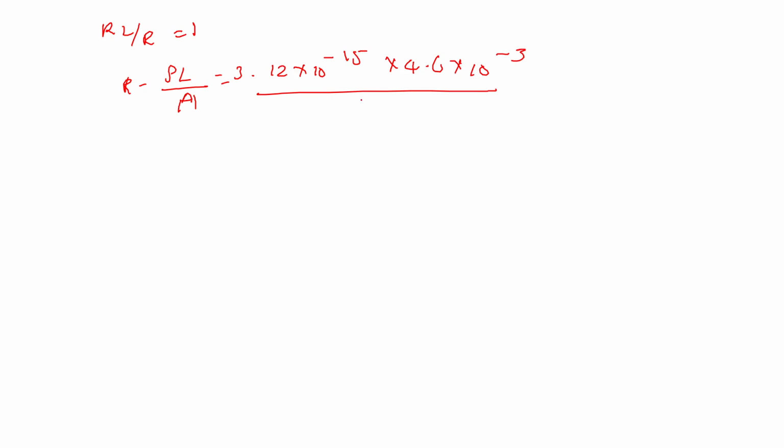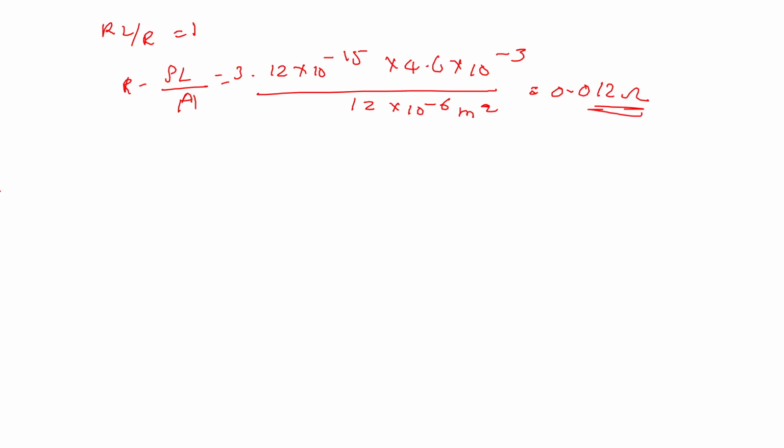Okay, now for the maximum power output, RL divided by R should be 1. So the internal resistance R, how much it is: rho L divided by A, that is known formula for all of us. So it will be 3.12 times 10 to the power minus 5 times 4.6 times 10 to the power minus 3 divided by 12 times 10 to the power minus 6 meter square. So it will be 0.012 ohm. So the ohm value we got.